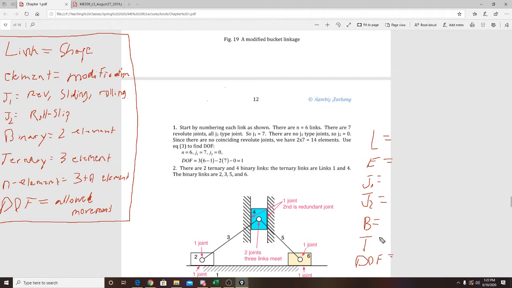Oh, I forgot to do degrees of freedom for the last one, didn't I? Degrees of freedom is 1, though. As long as you plug in the number of J1s and stuff, you'll get it, which right here is, they did it in front of us. So, my fault. So L, E, J1, J2, B, T. Okay, I think that's everything.